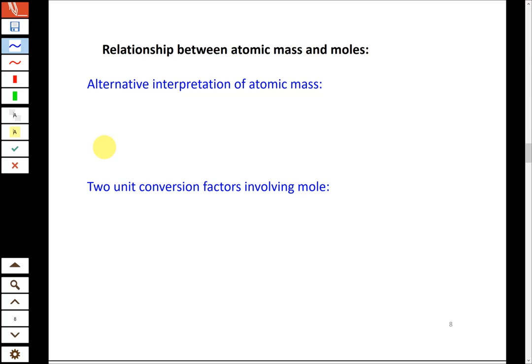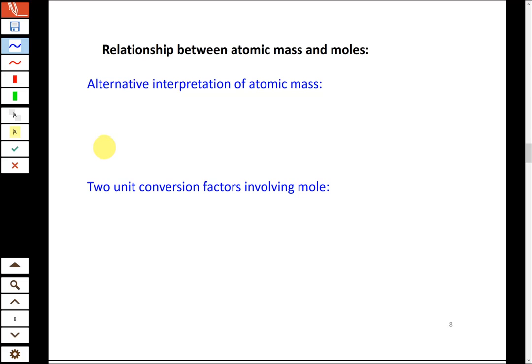Okay, so what we're going to start with is going to be a big part of chapter 5, the relationship between atomic mass and moles. We just defined atomic mass, we just defined moles. Those two are closely related to each other. And so there's an alternative interpretation of atomic mass. We said atomic mass in AMU can be thought of as the mass of an individual atom for a specific isotope, and then when you average those together, that's the weighted average mass of the whole sample.